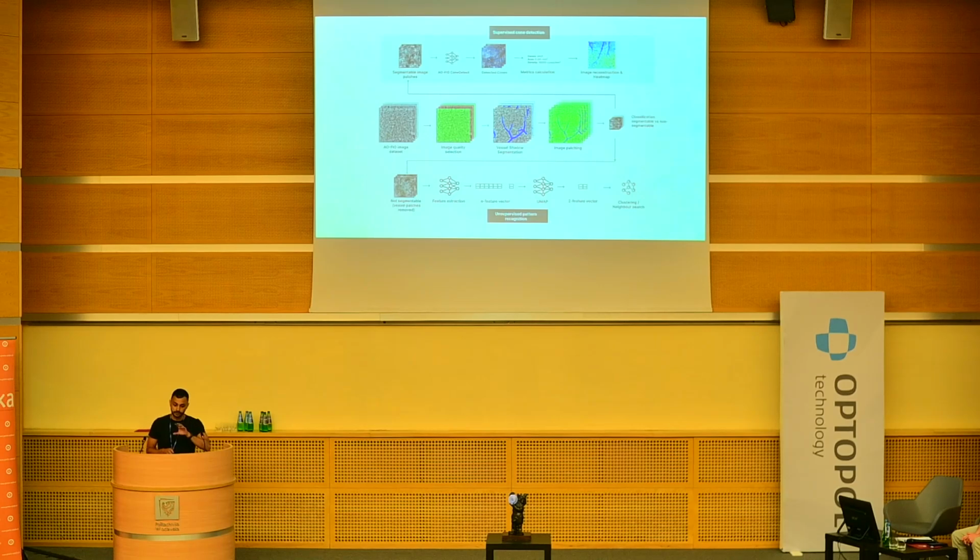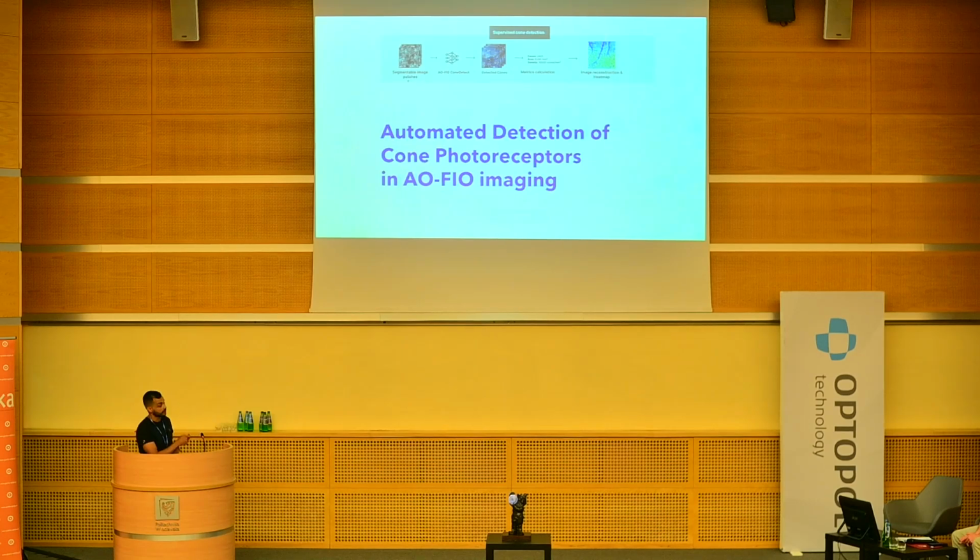We say, look, there are cones in these images that we can either segment, or there are no cones. And if there are no cones, then what we do is unsupervised pattern recognition. So we divide different kinds of patterns which are linked to different kinds of diseases. I will not cover this part here. I will focus on the upper part, which is the automated detection of the point photoreceptors.